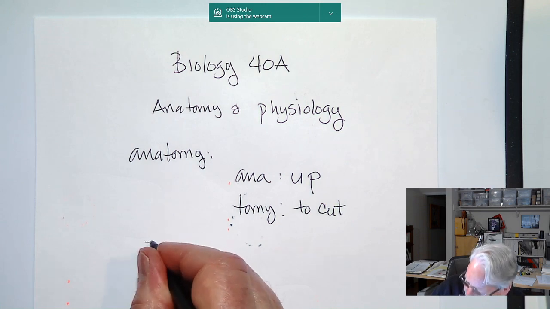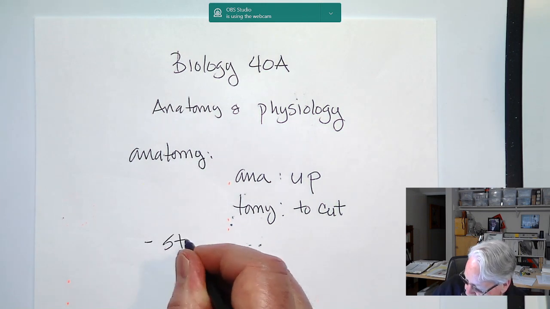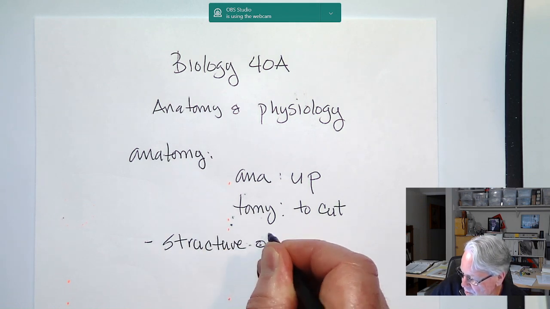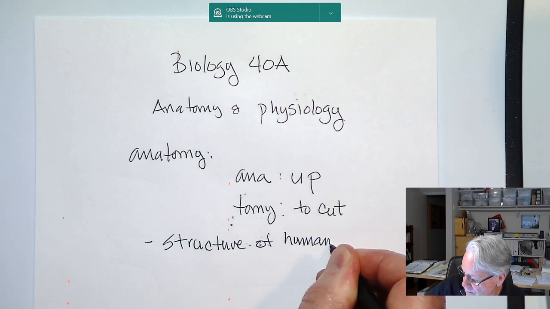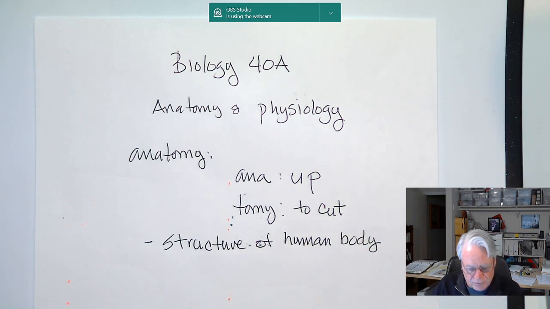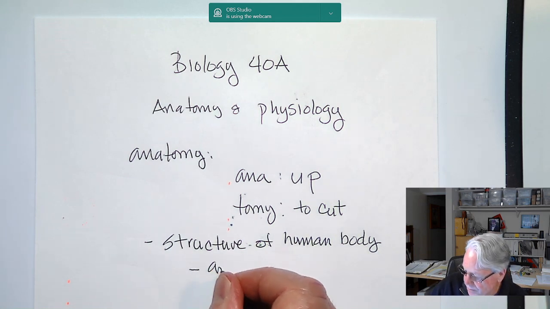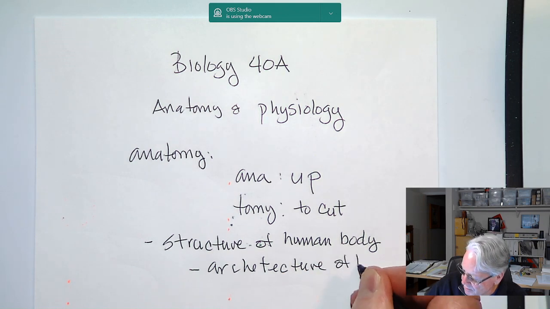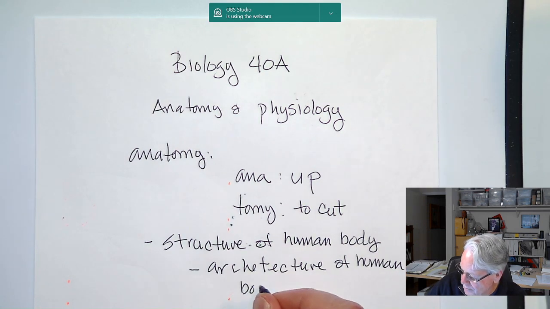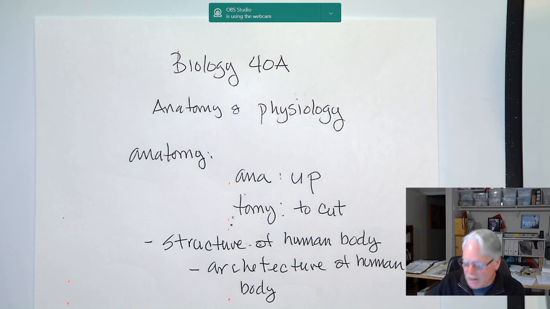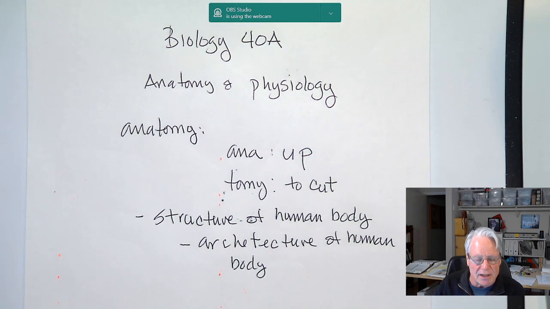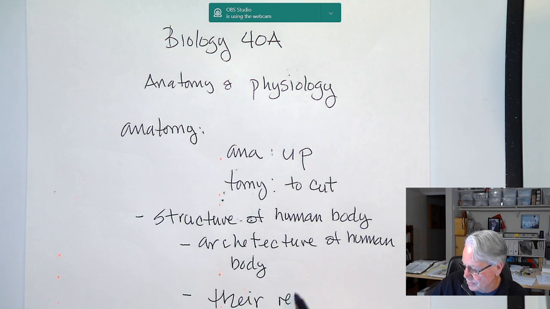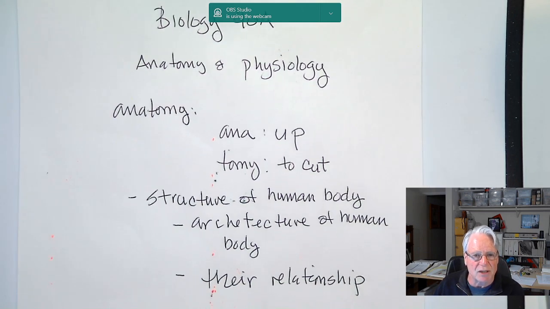But what we're really talking about in this course is the structure of the human body. The architecture, if you will, of the human body. The structure, how it's put together, what is it? What do they look like? And in particular, also their relationship to each other. That is the relationship of structures within the human body.